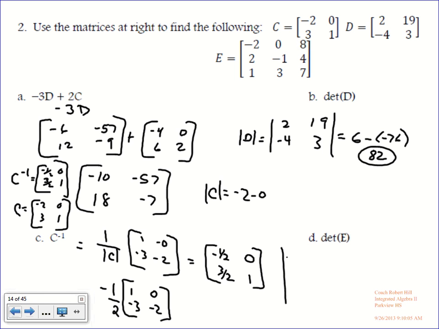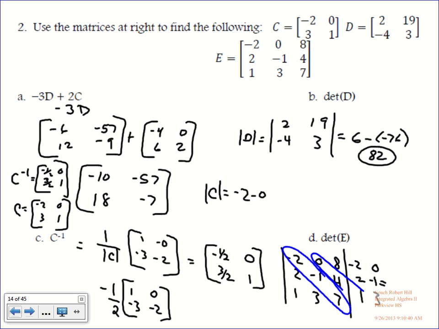Determinant of D: negative 2, 0, 8, 2, negative 1, 4, 1, 3, 7. Guys, I expect to see this tomorrow. I expect you to rewrite those first two columns. And then you go through the process that we talked about over and over again. You multiply those three numbers. You multiply those three numbers. You multiply these three numbers. Then you get an answer.